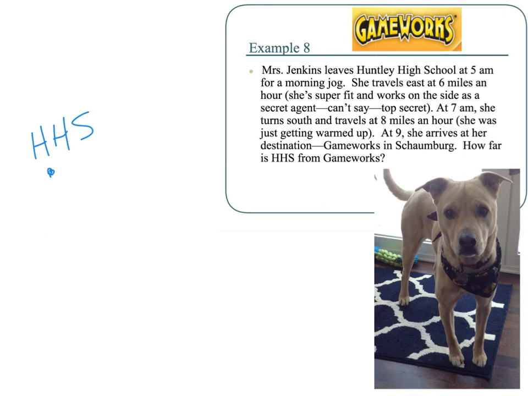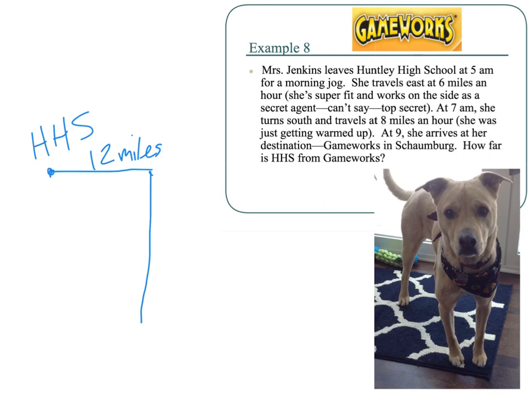So she travels east at 6 miles an hour, and that's at 5 a.m. And then at 7 a.m., she turns south. So if she traveled from 5 a.m. to 7 a.m., that's 2 hours at 6 miles an hour. That's 12 miles.